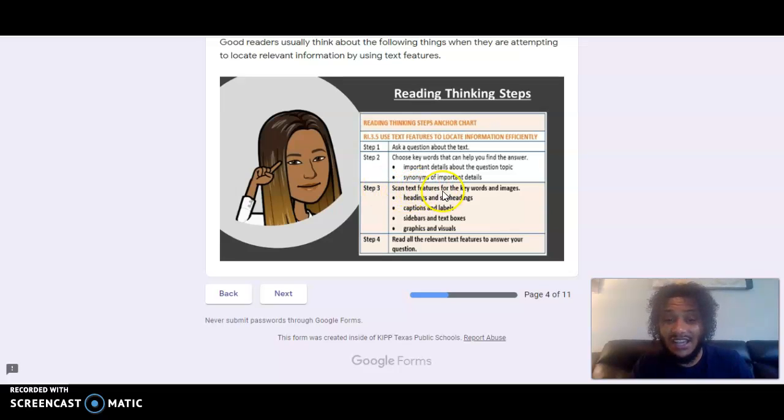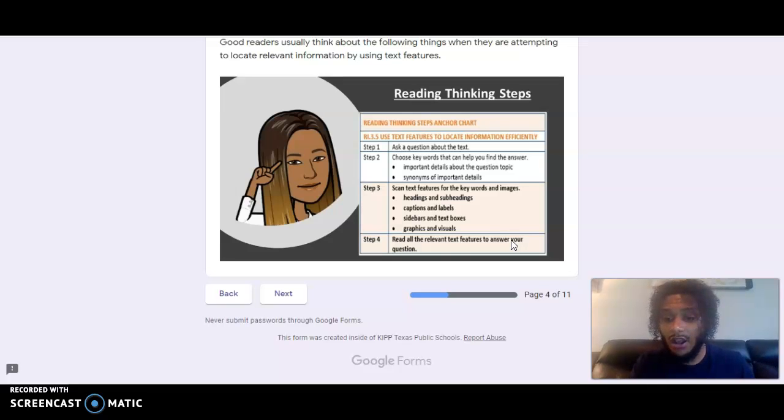Step 3 says scan text features for the keywords and images, headings, subheadings, captions, labels. All those different text features are of benefit to me as a reader. They help me as a reader. If I use those, I am much more likely to learn all the important information that the author wants me to learn as a reader. And then step 4 is to read all the relevant text features to answer your question.